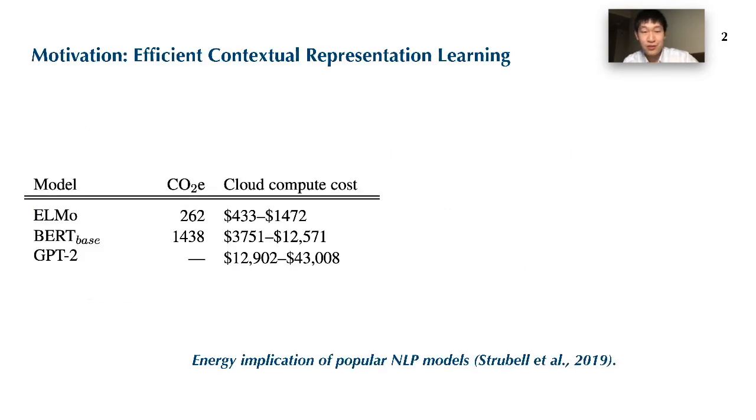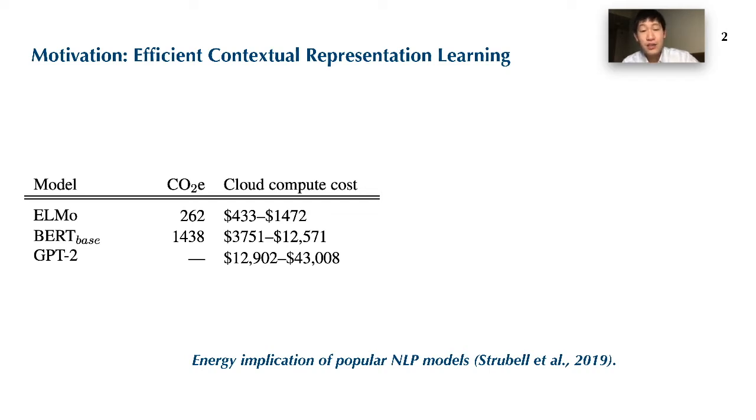Contextual representations, such as Elmo and BERT, have become the backbone of many NLP models. However, training them is known to be a resource-hungry process. For example, even Elmo, the current smallest contextual representation, takes about 2 weeks to train using 3 GPUs and produces a large amount of carbon dioxide.